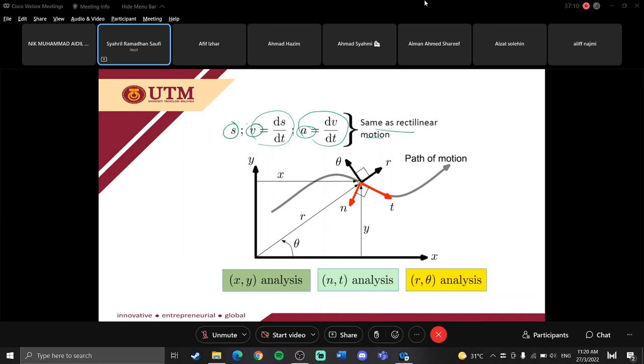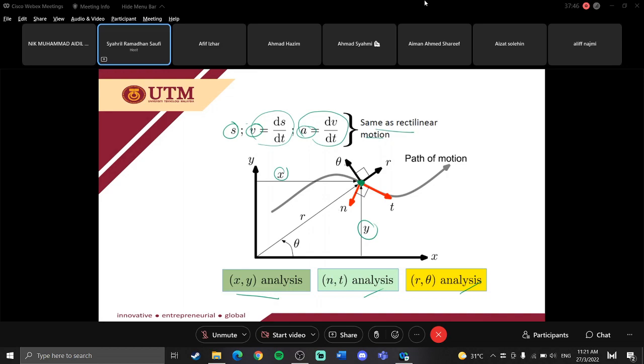If we refer to this example, this is your particle at this position. For this particle, you can do x and y analysis, which has its own equations. NT analysis has another set of equations, and r theta analysis has another set as well. So each specific method will have its own equations that you need to understand and remember.